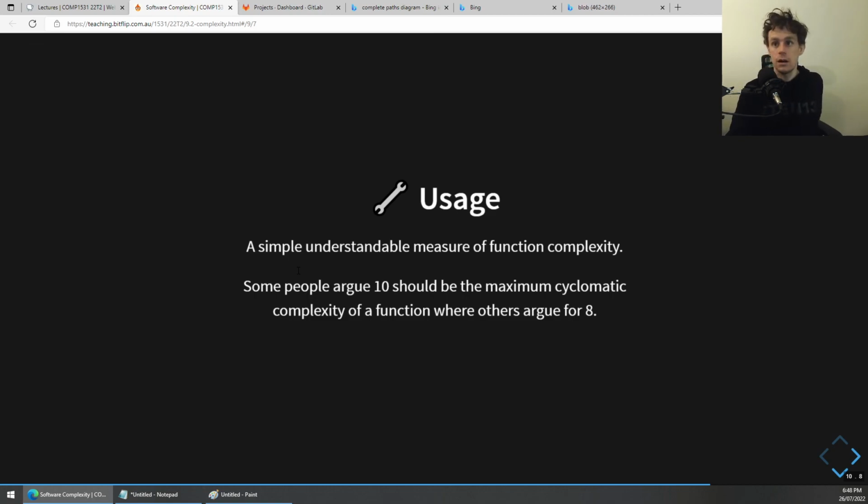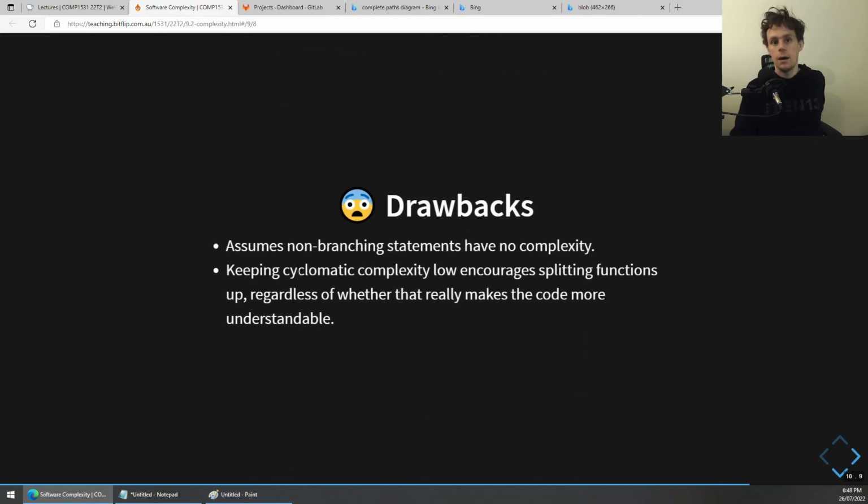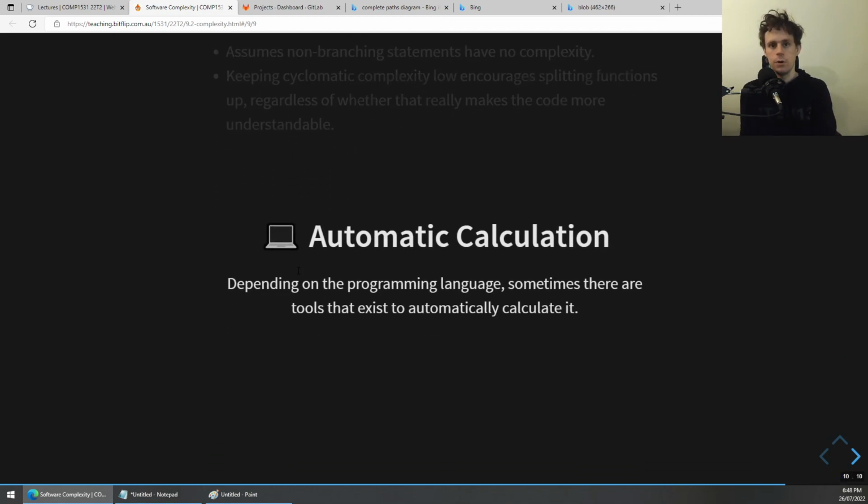Generally, if your code has a cyclomatic complexity that's too high, it means you should break it up into other functions. The drawbacks of cyclomatic complexity analysis are that it assumes your non-branching statements have no complexity, which isn't good. It kind of assumes that a function that's 100 lines long with no ifs or whiles is a really easy function, which is not always true. And sometimes code is best not to split up. Sometimes code can become more complicated if you break it up into more functions because it's harder to read. So it's not always something you should treat perfectly.